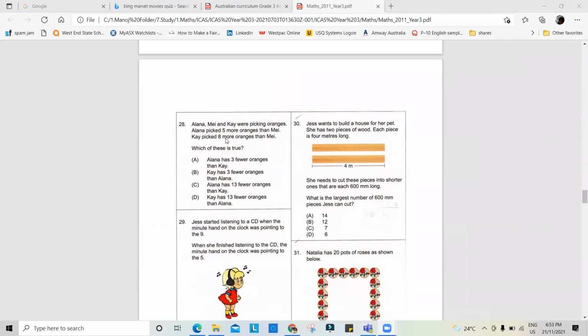Okay. Alana, May, and Kay were picking oranges. Alana picked 5 more oranges than May. Kay picked 8 more oranges than May. Which of these is true, right?